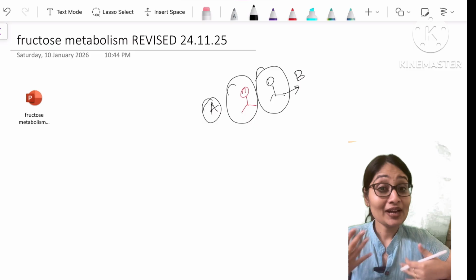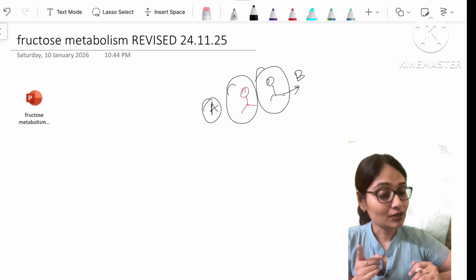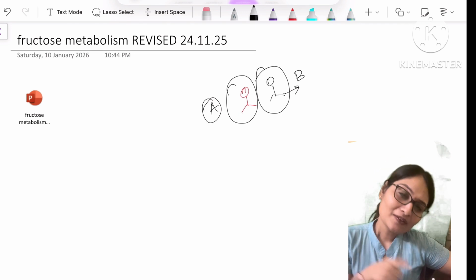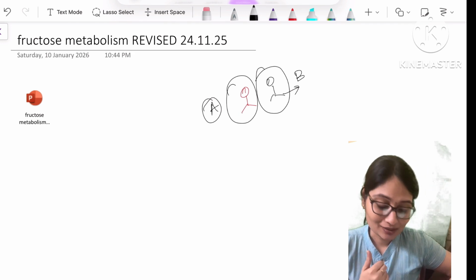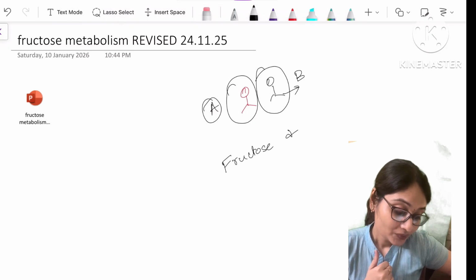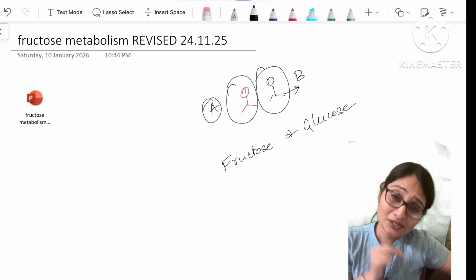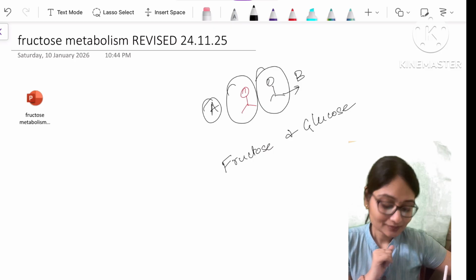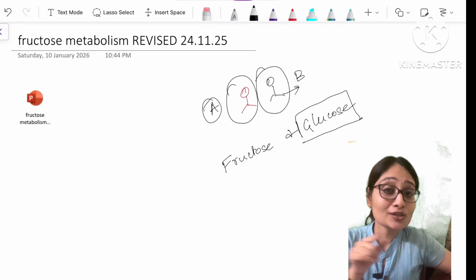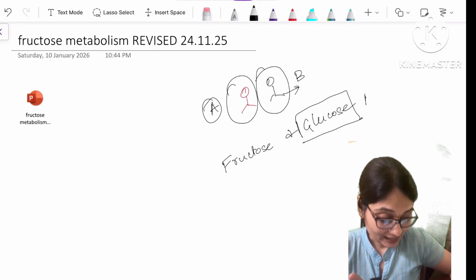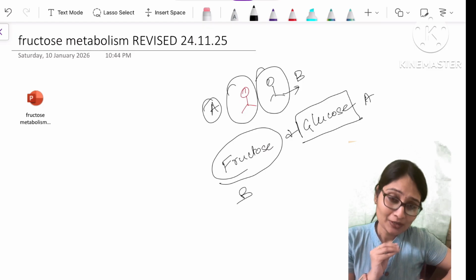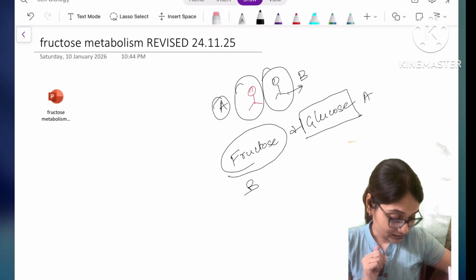With whatever I've said earlier, I told you excess fructose consumption is injurious, right? So with whatever you know, just give me a statement. Amongst the two brothers, fructose and glucose, which one is the good studious one and which one is the notorious one? As you rightly pointed out, it is glucose, which is the obedient brother A, whereas fructose is the notorious brother B. Right? So now let's see why this is so.